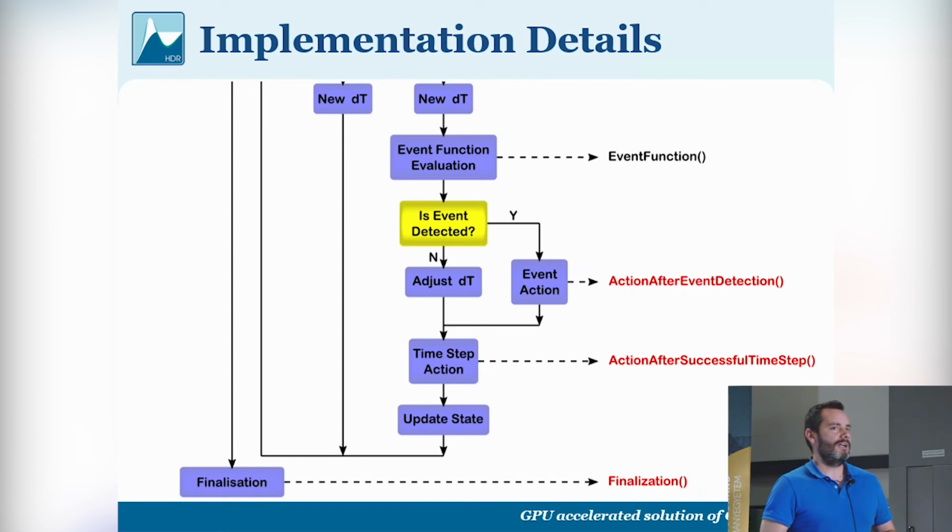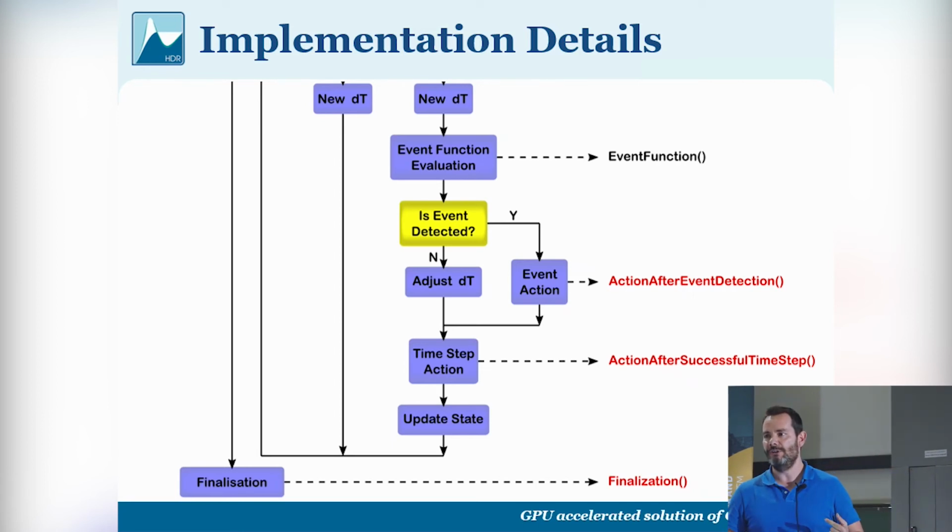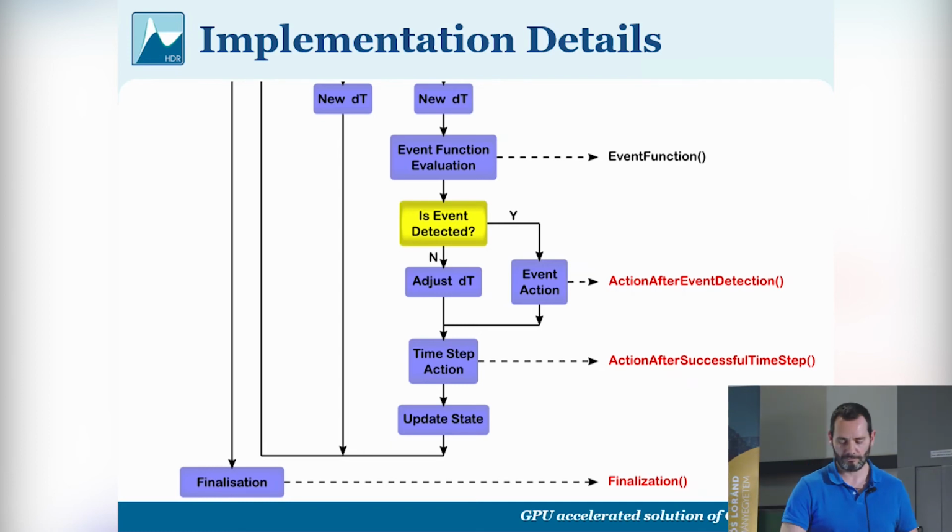So in this way, we can extract many features of the trajectories without the necessity to obtain a dense output and without the necessity to copy a lot of data corresponding to the dense output through the PCI Express bus to obtain this special feature using CPUs.